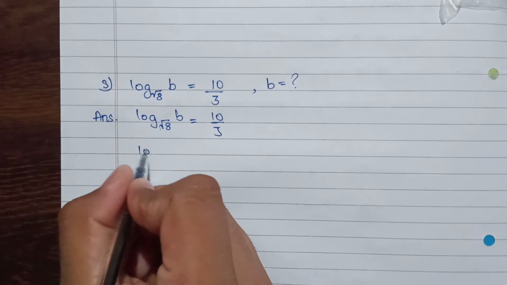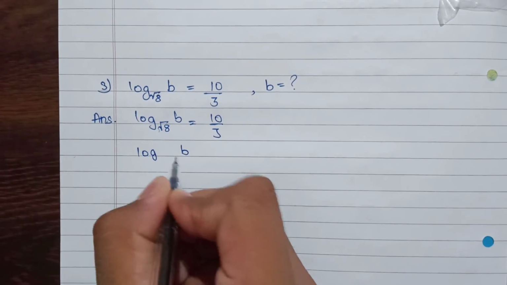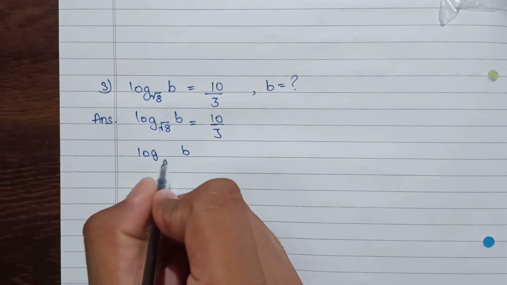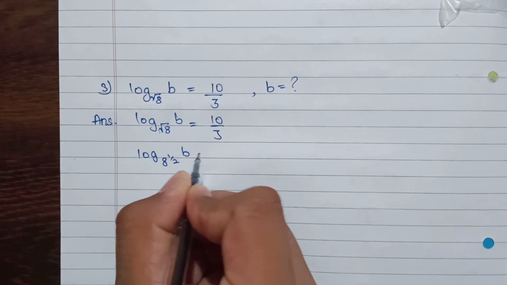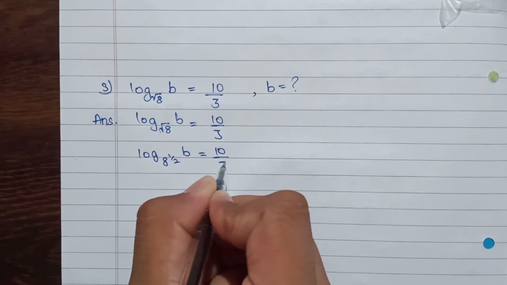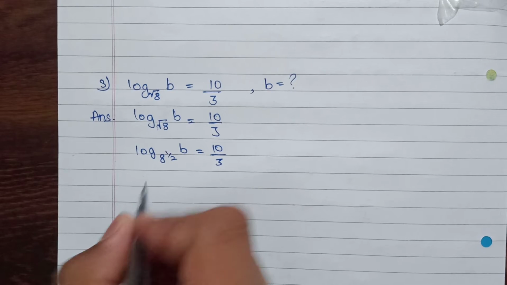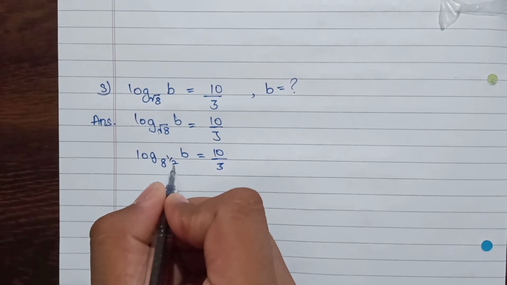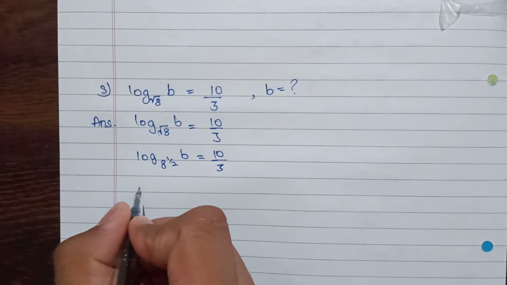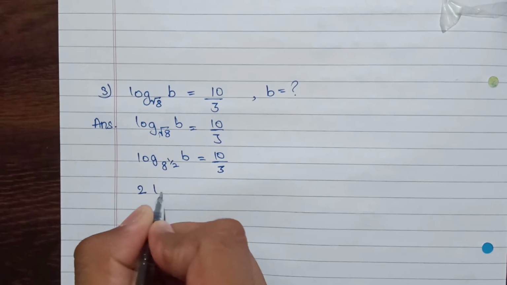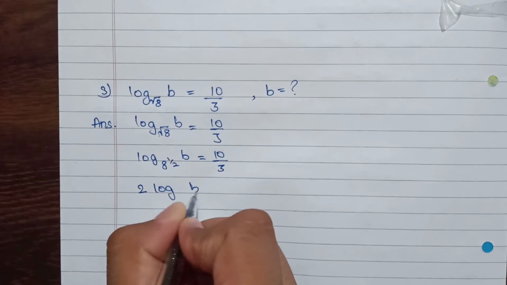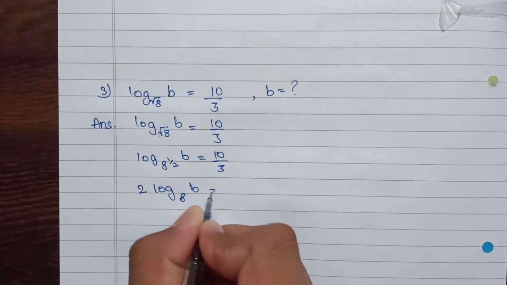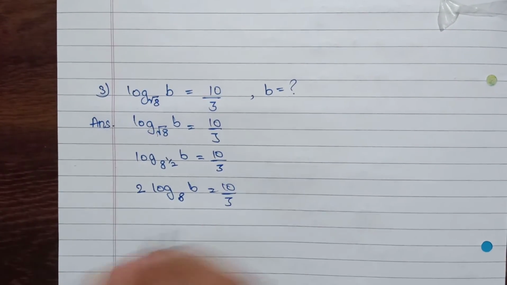Next step, log b to the base root 8, where root 8 is nothing but 8 to the power half, equals 10 upon 3. Now this half will go in front, and since it is in the denominator, it will come in the numerator, so it will become 2 log b to the base 8 equals 10 upon 3.